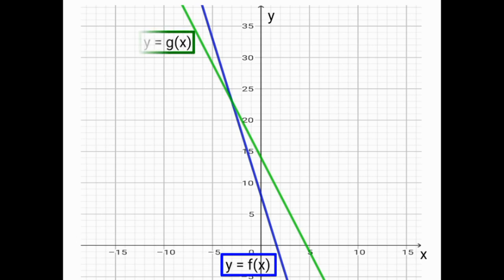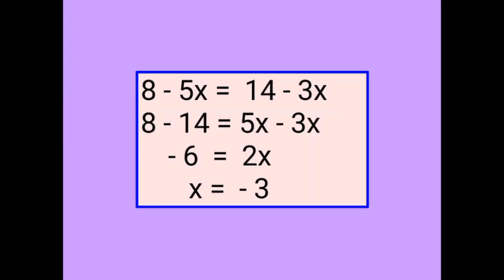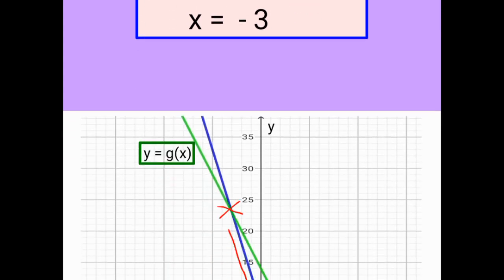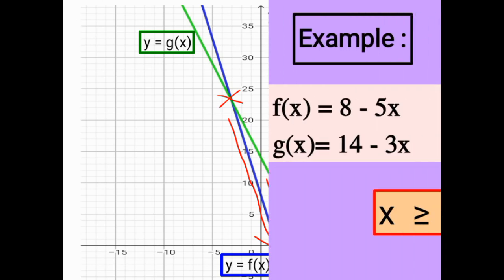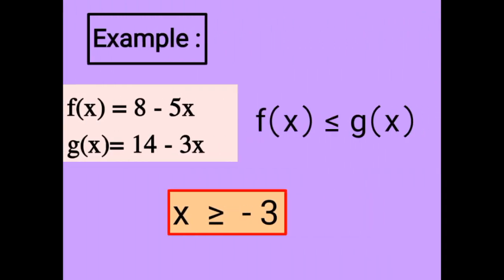There is one point of intersection, so setting f(x) equal to g(x) gives us 8 minus 5x equals 14 minus 3x, minus 6 equals 2x, x equals minus 3. The point of intersection has the x-coordinate minus 3. As you can see from the graph, the line y equals f(x) is below y equals g(x) when x is greater than or equal to minus 3. And hence the solution to the inequality f(x) is less than or equal to g(x) is x is greater than or equal to minus 3.